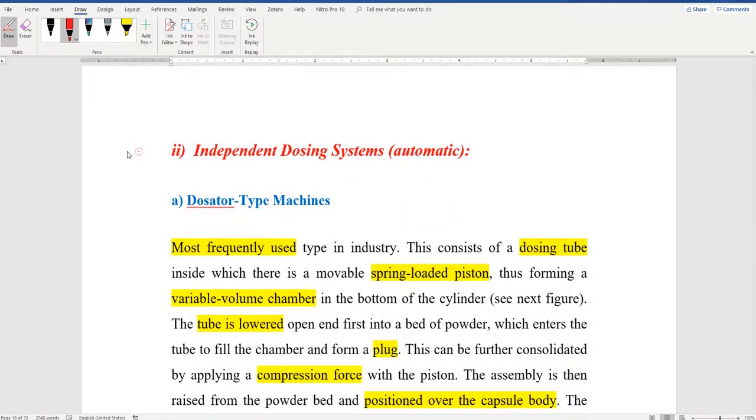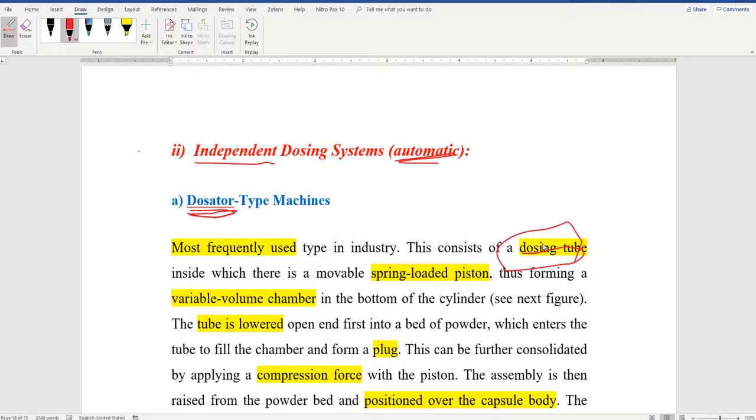Now we'll go to the second class of machine, which is the independent dosing system, which is automatic. These are automatic machines. Now the first type is referred to as dosator. Dosator type machines. What does dosator mean? It comes from dose, meaning the part that does the dosing. It contains, it comes from the dosing tube. This is the dosing tube.